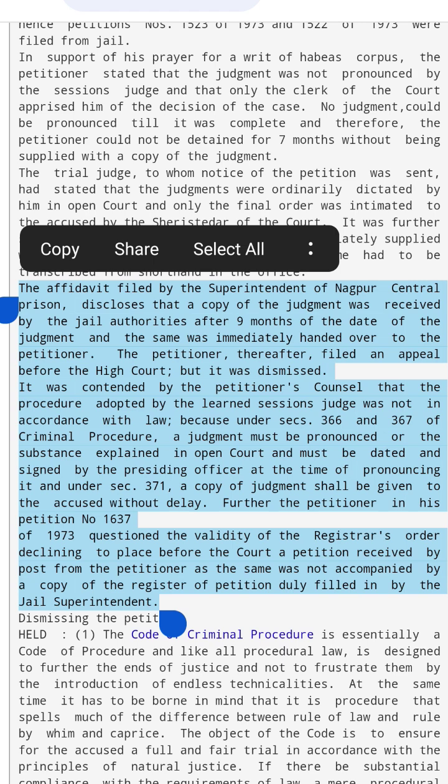High court: this is a court that looks at cases after a lower court has made a decision to check if things were done correctly. Sections 366, 367, 371 of the Criminal Procedure: these are parts of the law that tell judges and courts how to act when making decisions, like giving out judgments.